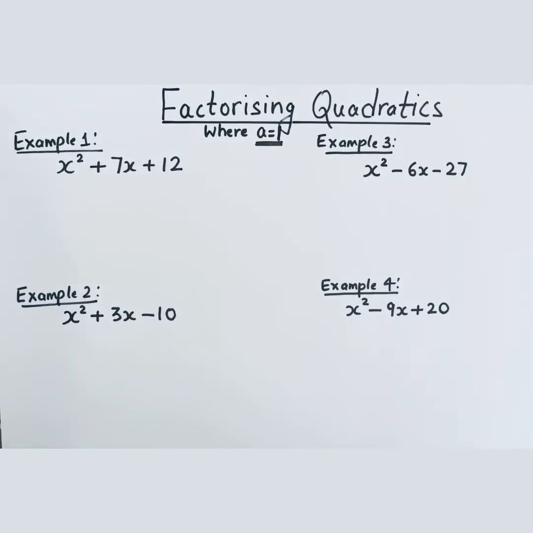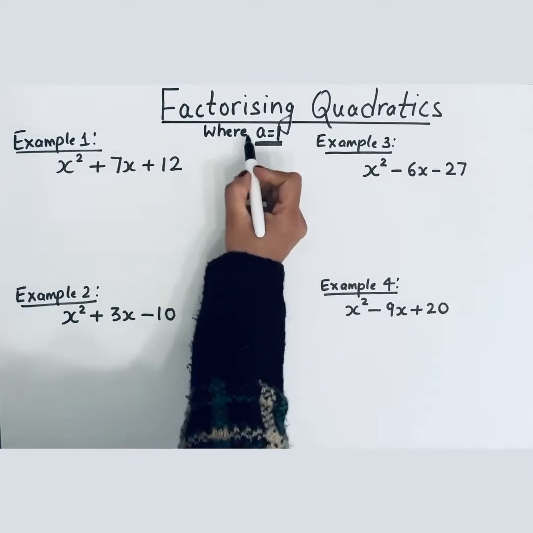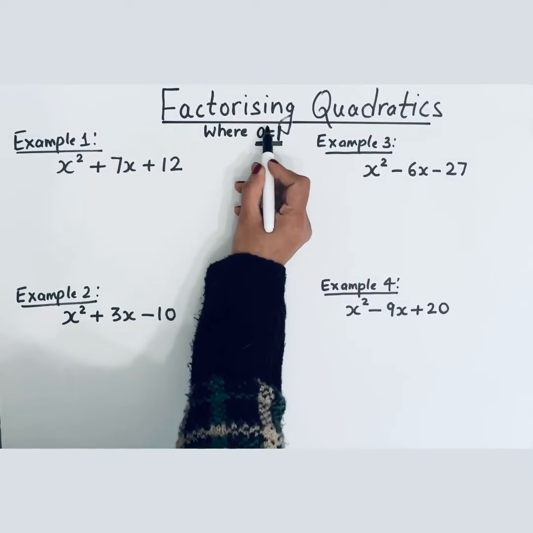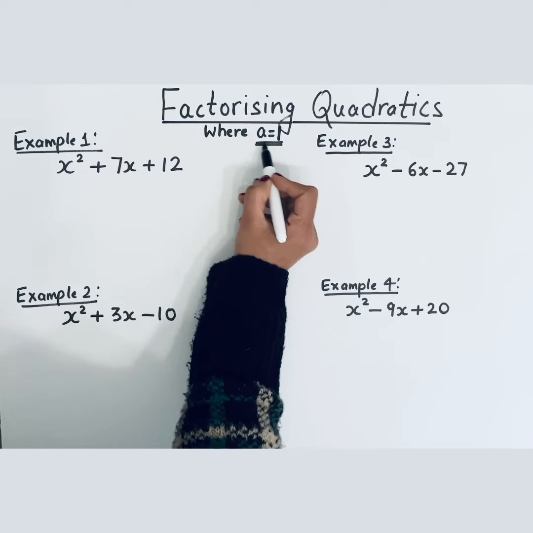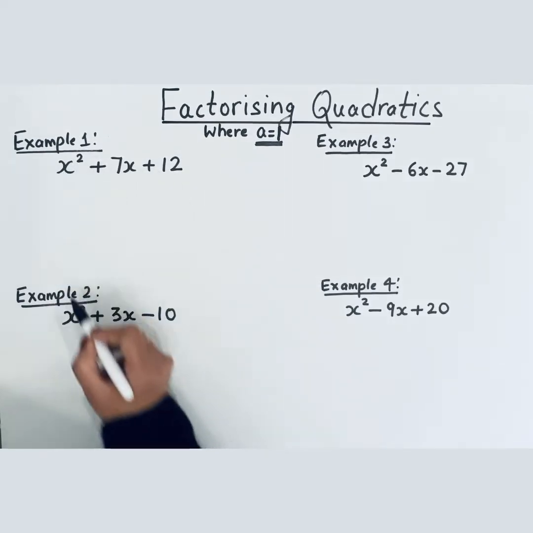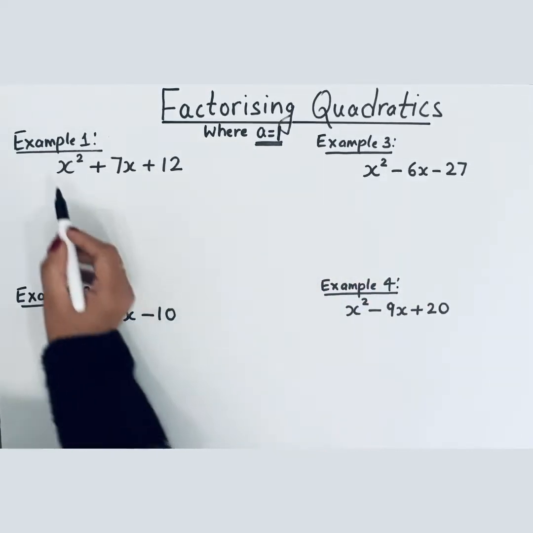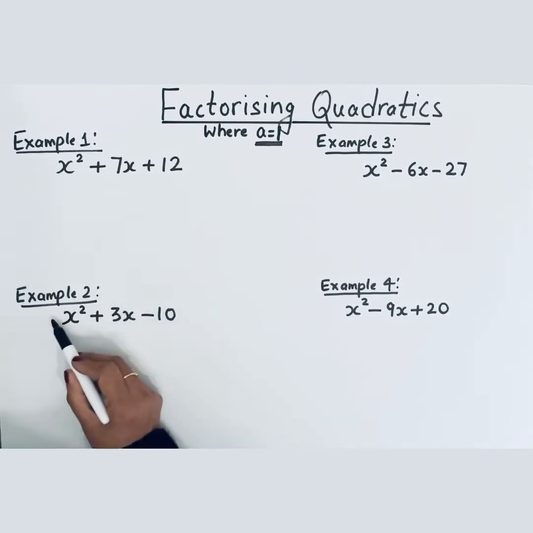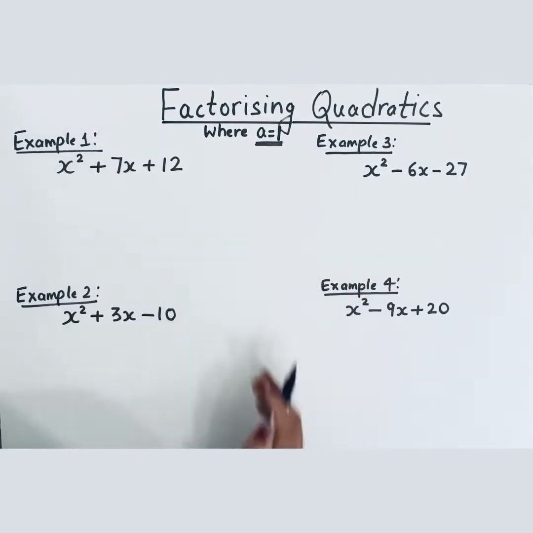Hello all. In this video, we're going to look at factorizing quadratics where a equals 1. Remember, a is the coefficient of x squared. So in all the examples that I have taken in this video, the coefficient of x squared is 1. Now let's have a look how to factorize it.